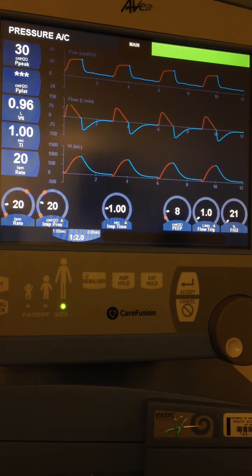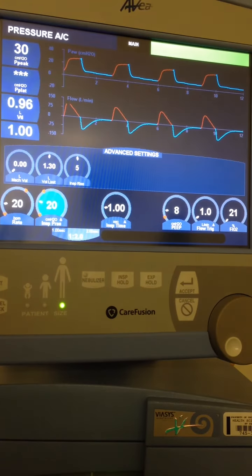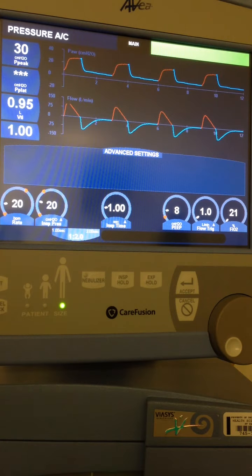So we just learned what volume limit was on the Avea while we are in pressure control. If we look right next to that volume limit, we have what is called machine volume. We know volume limit puts a cap on how much volume we can get when we are in a pressure controlled mode. So what happens when we turn machine volume on?